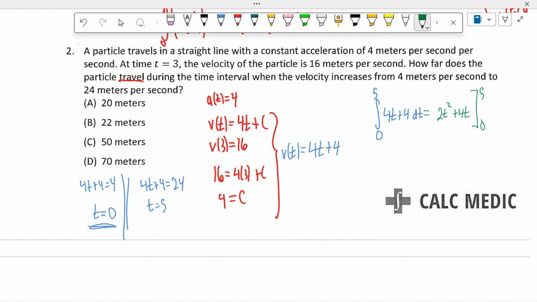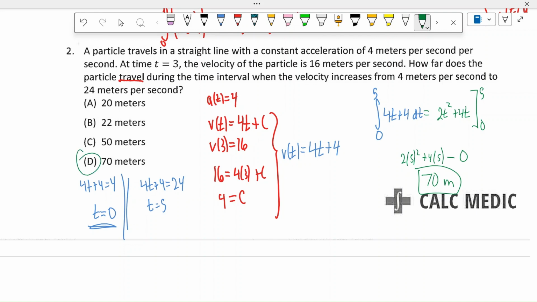And then plug 5 in for my t values. 2 times 5 squared plus 4 times 5 minus, when I plug 0 in for those, it's 0. So this is going to come out to 70. And the label is going to be meters.